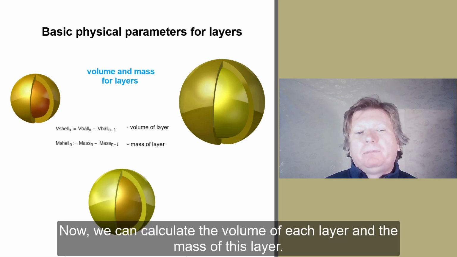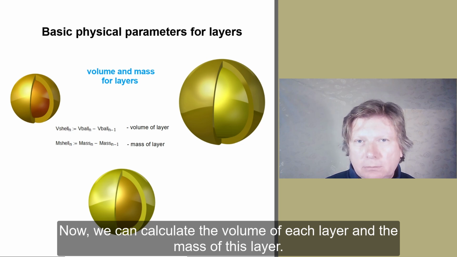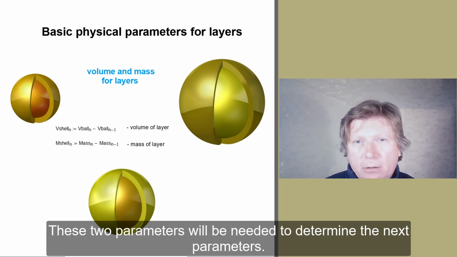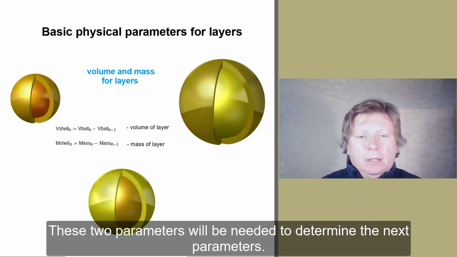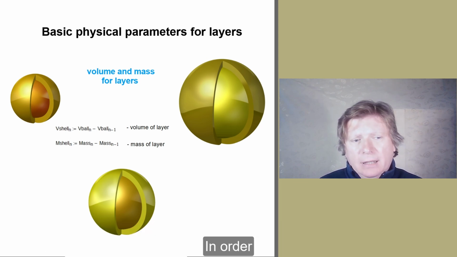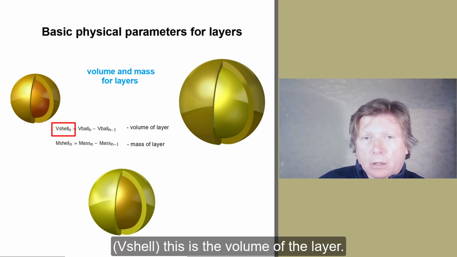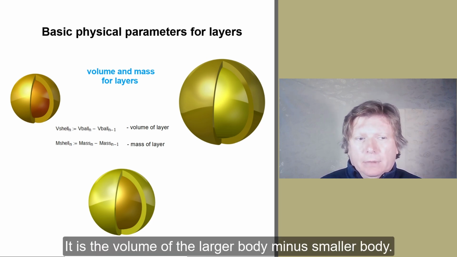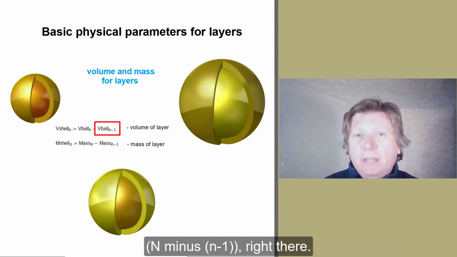Now we can calculate the volume of each layer and the mass of this layer. These two parameters will be needed to determine the next parameters. In order, V shell, this is the volume of the layer. It is the volume of the larger body minus the smaller body, N minus 1. Right there. That is what I said.